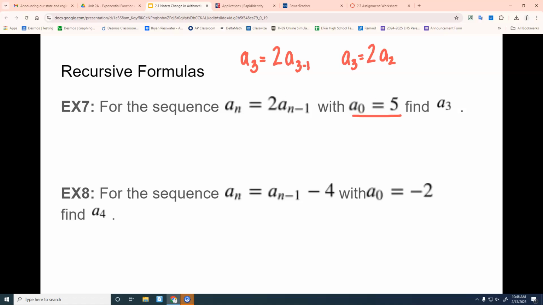So they gave us a sub 0 equals 5. So we know a sub 0 equals 5. So let's find a sub 1. Let's find the next term in the sequence. Okay? So I'm going to write this the first time, but you'll see a pattern here where you don't always have to write this. So I've got 2a, and then if I replace that n with a 1, I've got 1 minus 1.